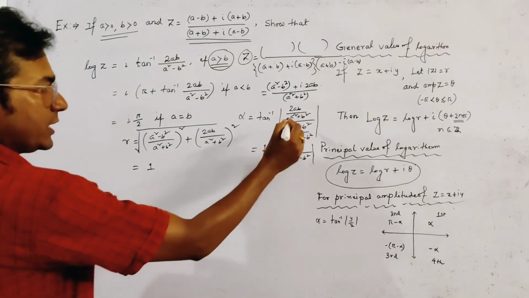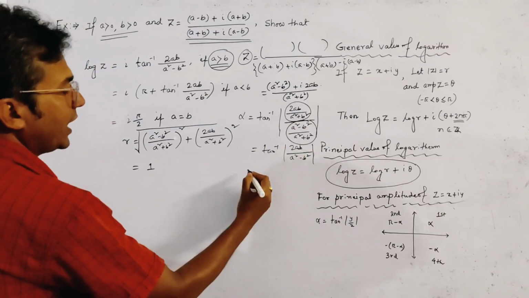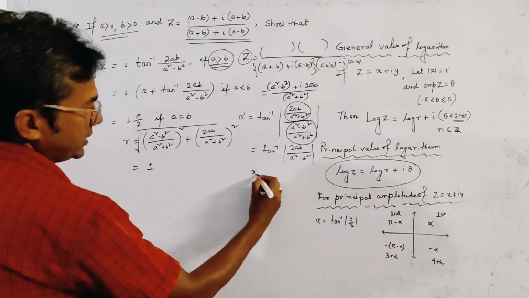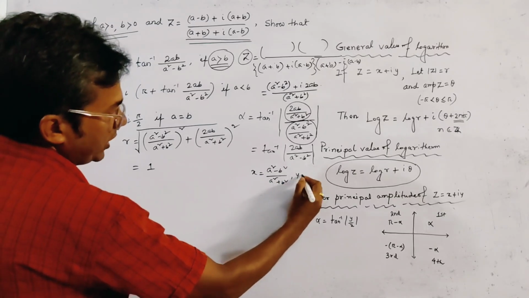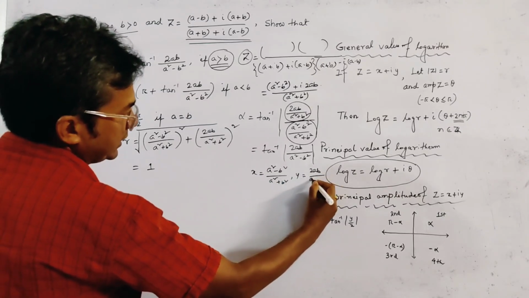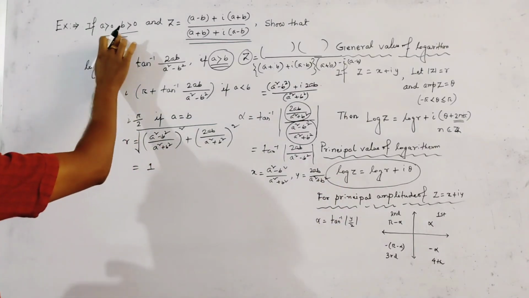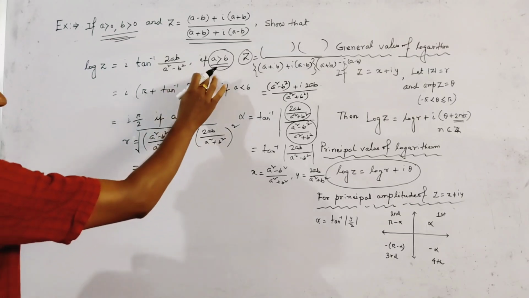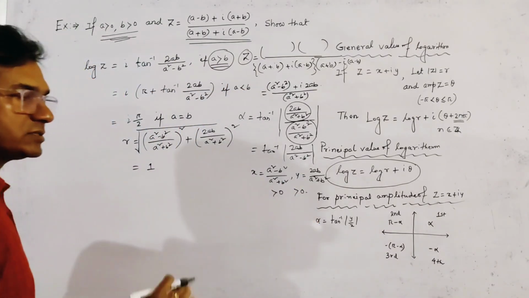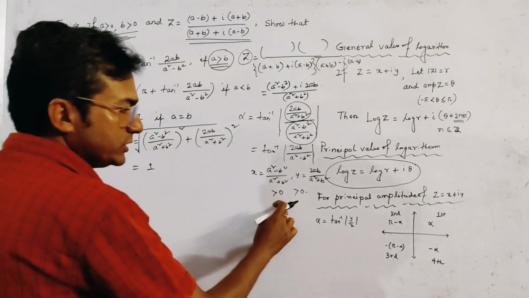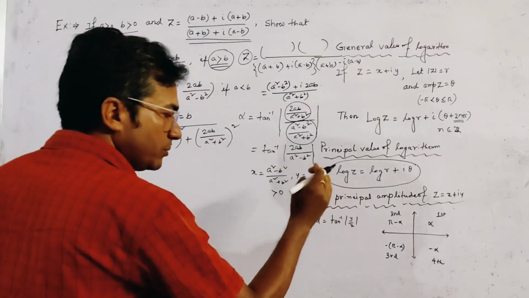So here x, and this is y. Here we write x is given by (a² − b²)/(a² + b²), and y is equal to 2ab/(a² + b²). Since a and b are both greater than 0 and a is greater than b, it is clear that x and y are both greater than 0.